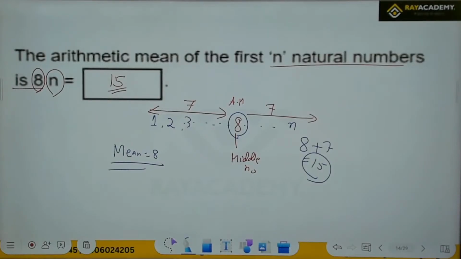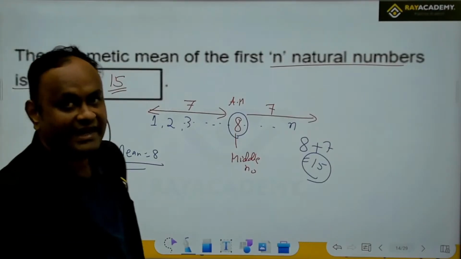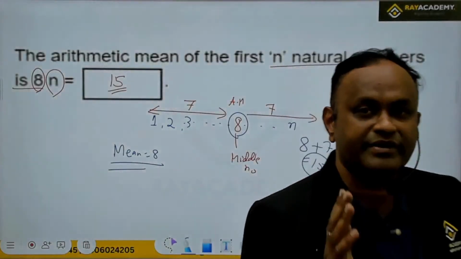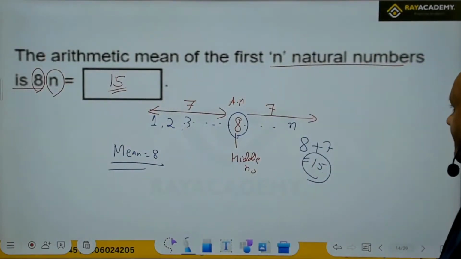Okay, so there is no need to calculate n. Just logically you can see that if numbers are in arithmetic progression, their arithmetic mean will be the middle number. That's all.